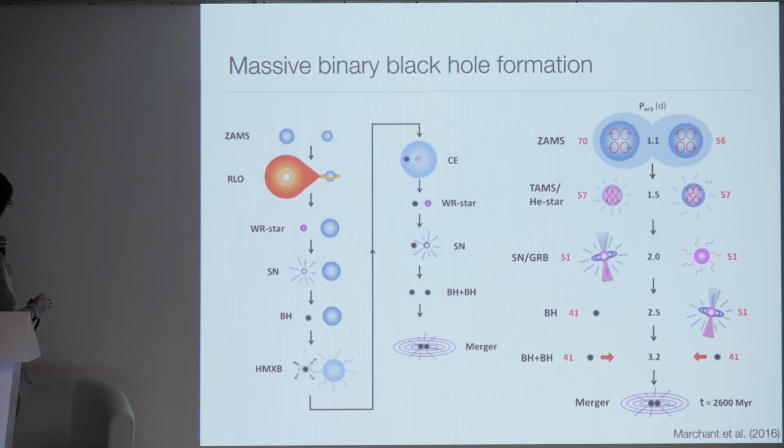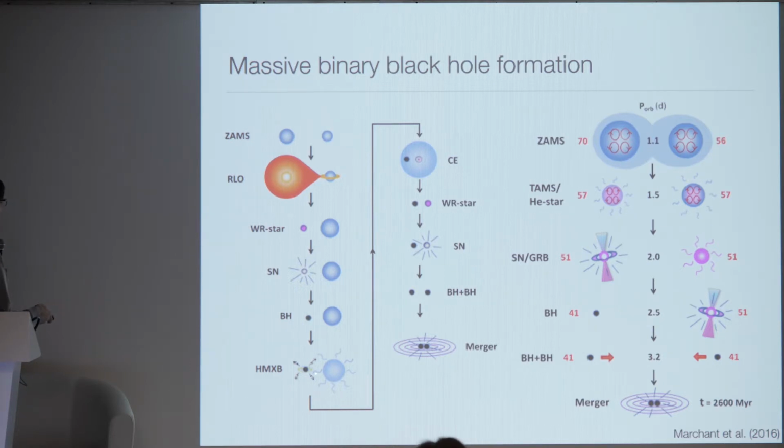And the classical way to make such a binary black hole is shown in this way. As I said, there are 2 massive stars, and the more massive one expands faster, and that can lead to mass transfer, and then you can have a Wolf-Rayet star, and there may be a supernova or not, but this can lead to a black hole formation.